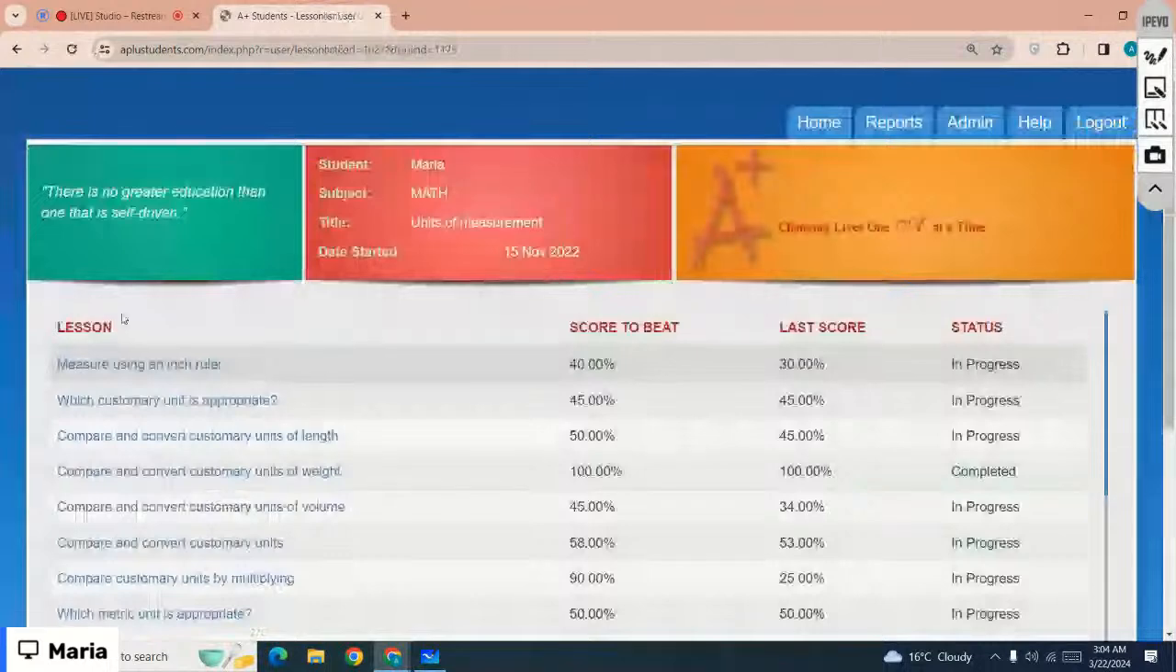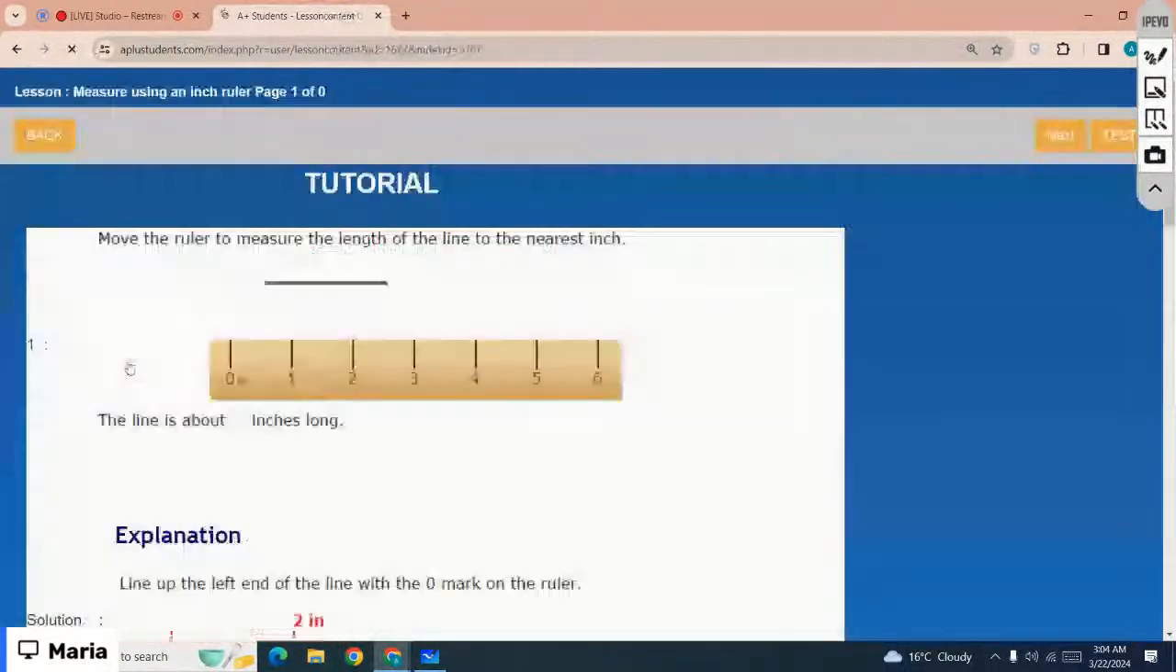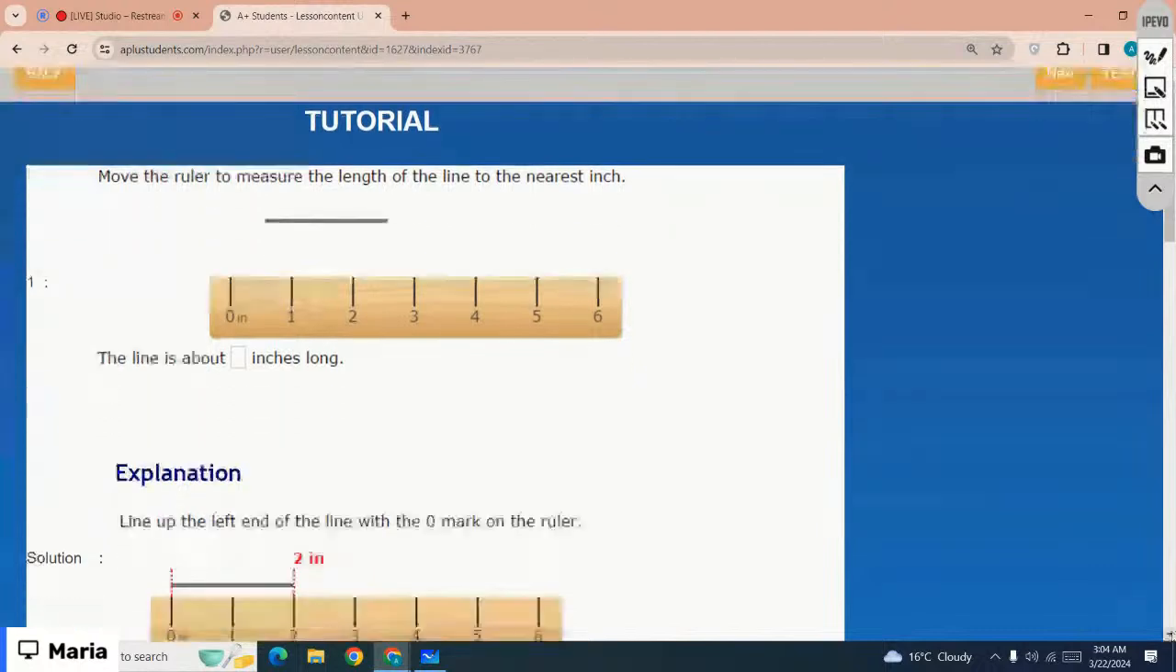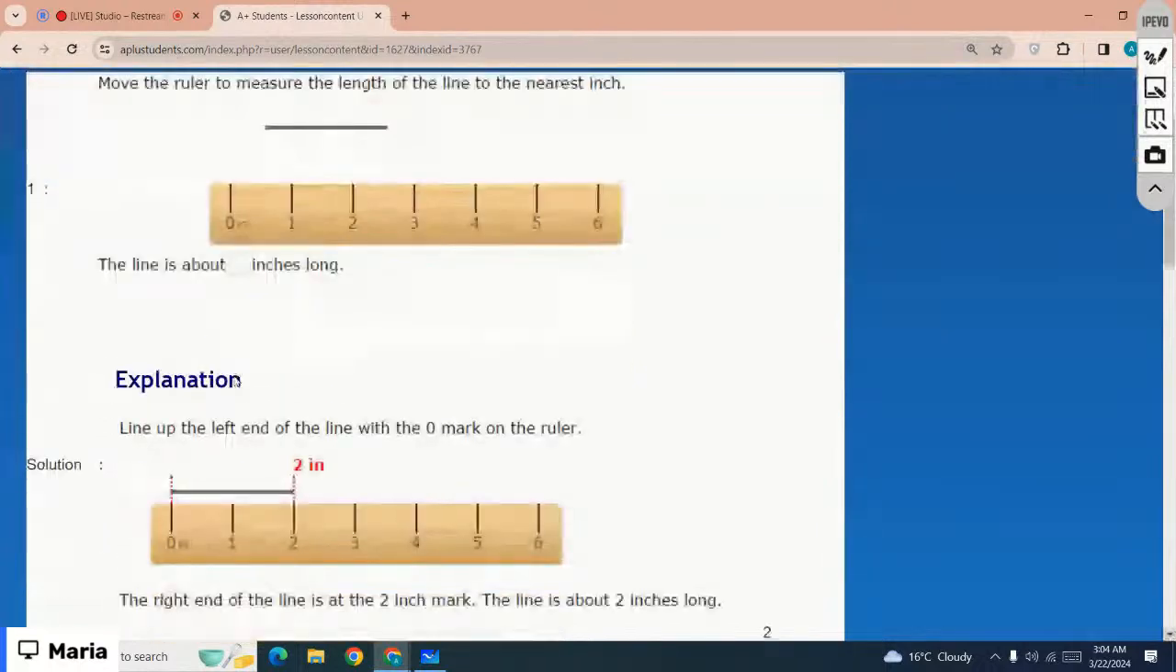We're going to start with the first lesson, that is measure using an inch ruler, right? Move your ruler to measure the length of the line to the nearest inch. So you are given a line, and you have to find the length of the line. How do you find it? You have to line up the left end of the line with the mark 0 on the ruler, right?